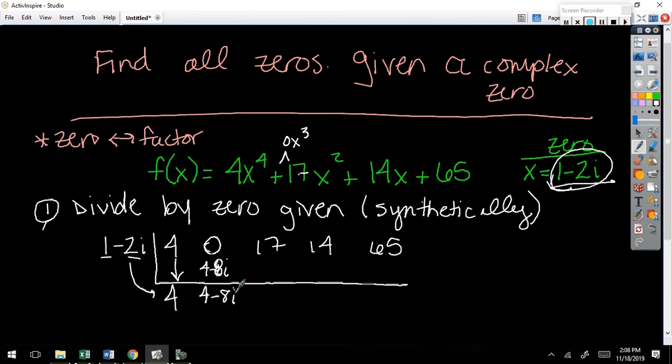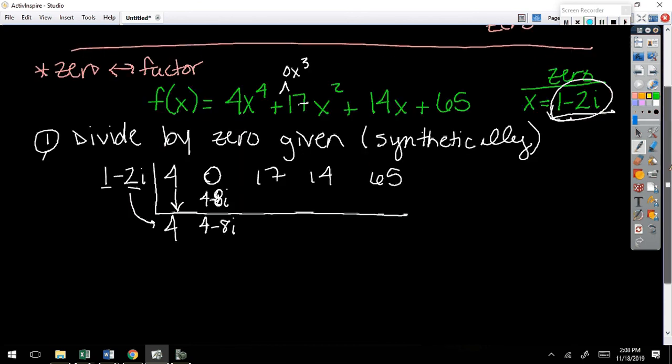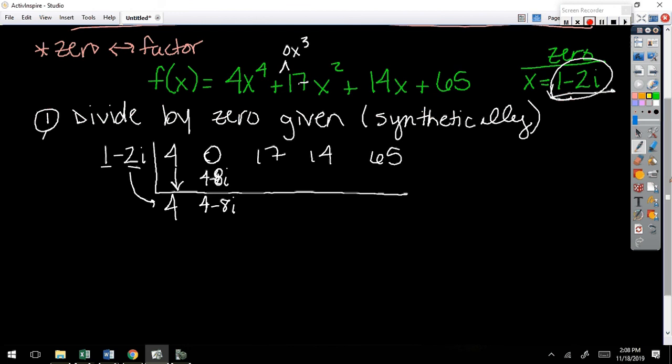What I need to do is multiply here, right? But this becomes a FOIL problem. So I have 1 minus 2i times 4 minus 8i. And I know that it looks like I am never going to get a remainder of 0, but hold tight, because we will.